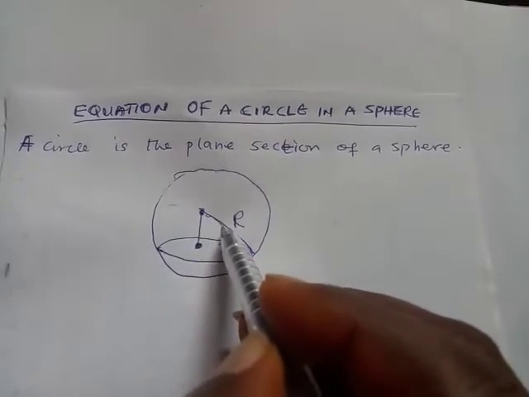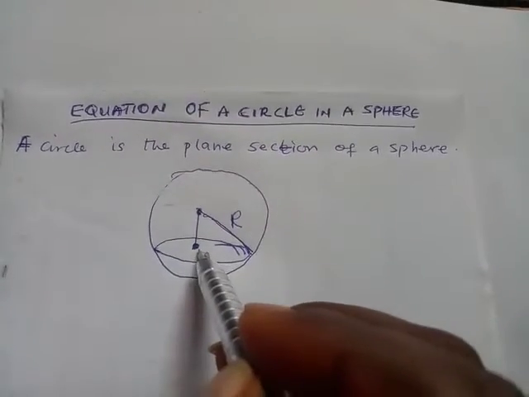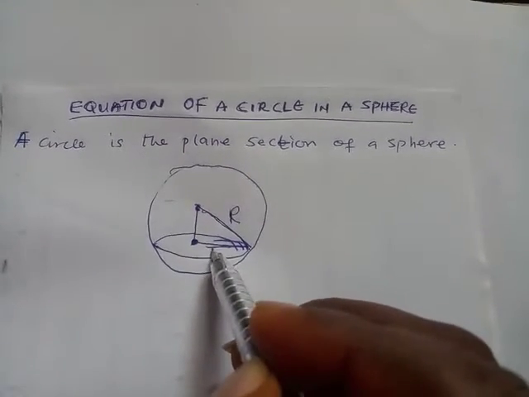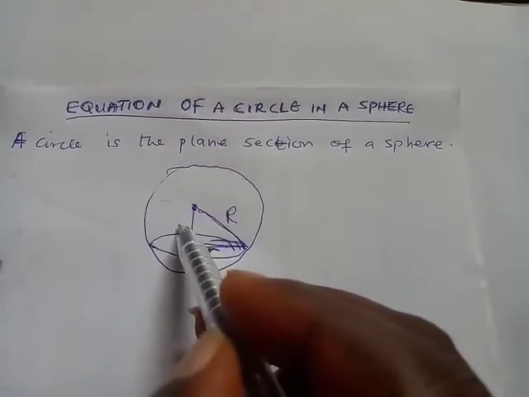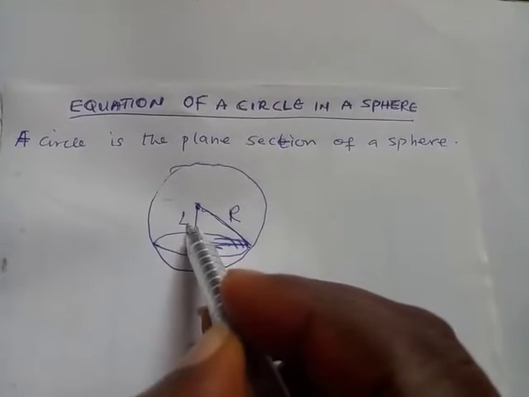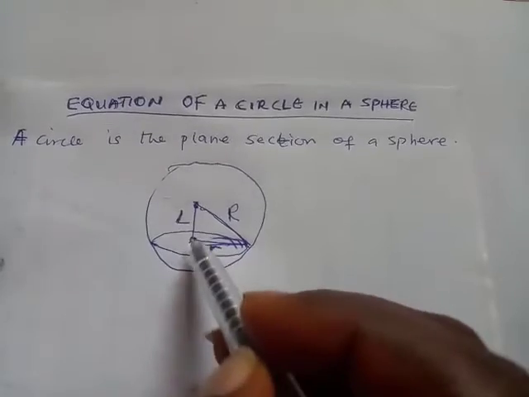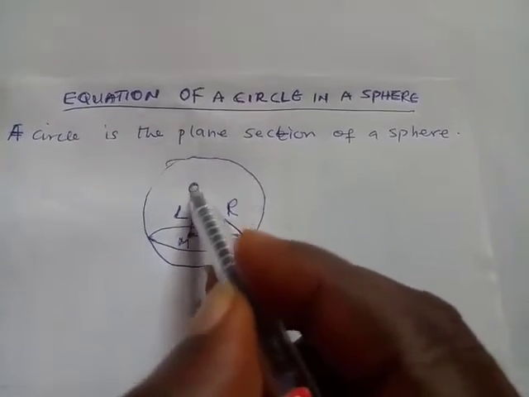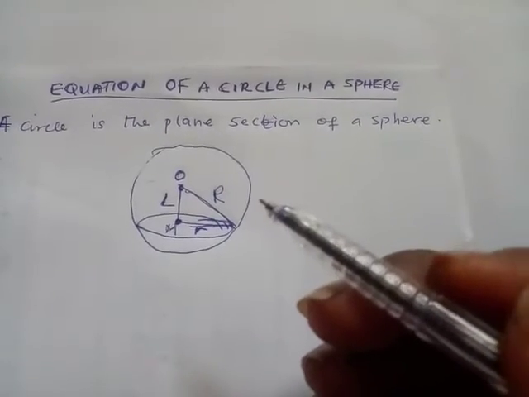This one is the radius of the sphere, as big R. Look at this one. This one will be the radius of the circle, and this is the height. So let me call it L. This is the height. Let's put this as M. This is O. O is the center of the circle.